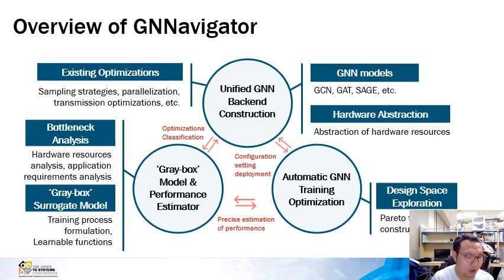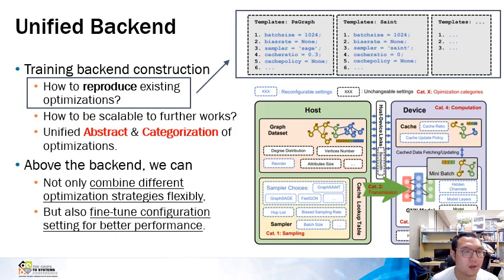Training optimization is work on the two above parts. It explores the design space with the help of the performance estimator and deploys the training tasks on the unified backend. By constructing the performance Pareto frontier, we can guarantee a promising training setting as a guideline.